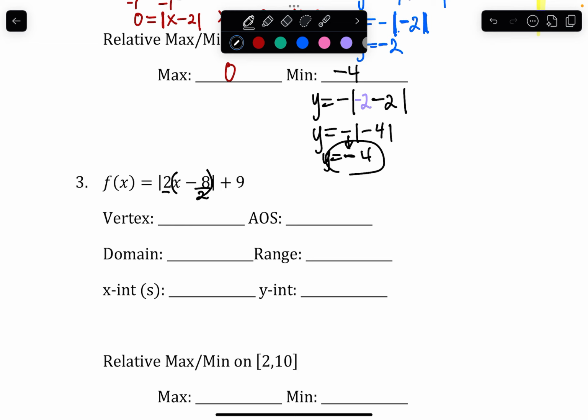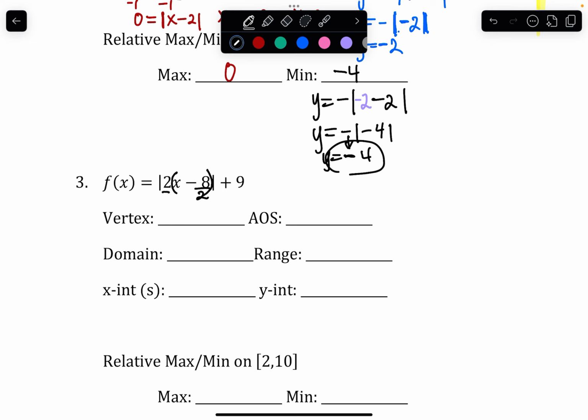And it makes sense. If you look at our picture, it never crosses the x-axis. It's way up here. And so there is no x-intercept. For the y-intercept, there's always going to be a y-intercept. It's definitely going to be above 9. We can plug in 0 to see.